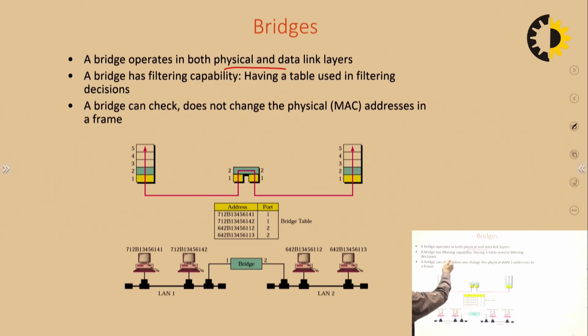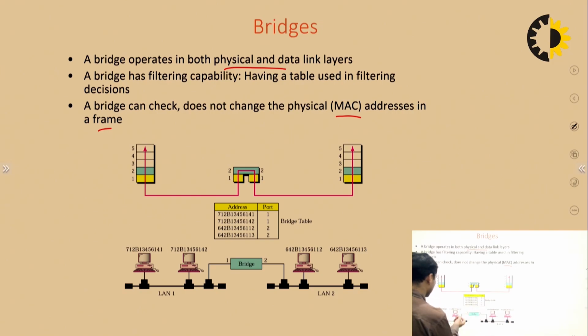So a bridge has filtering capability, using a table in its filtering decision. A bridge can check the physical address in a frame, but does not change it. As you can see, port 1 and port 2 have a bridge table, with the address specification, so it will have a lookup table as well as the port.